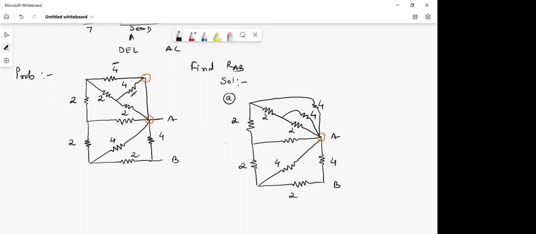Now you ask, is there anything in series? Because there is no short. 4 and 2 near B, in series? Yes? This 2 you mean to say. You cannot take that, because you will be losing point B, whereas we want the resistance between points A and B. You cannot afford to lose B. Yes sir, sorry. So there is nothing in series.